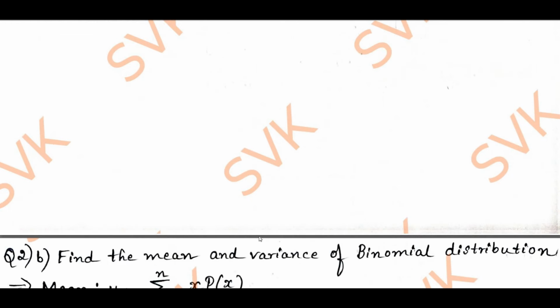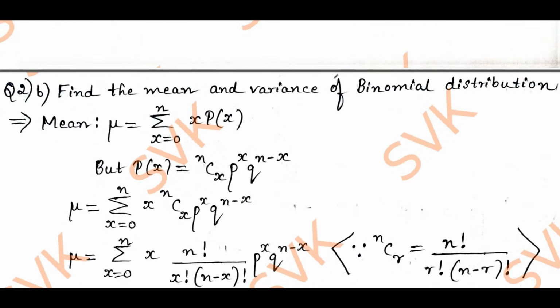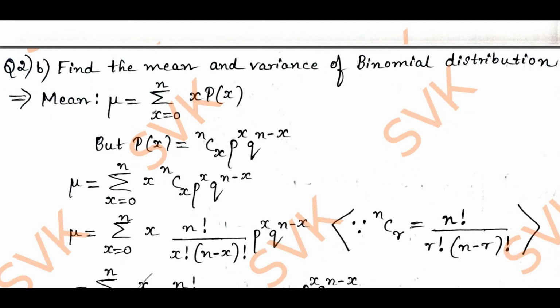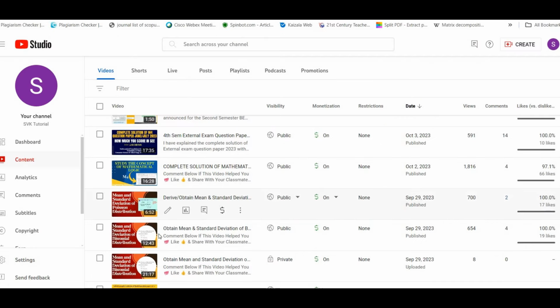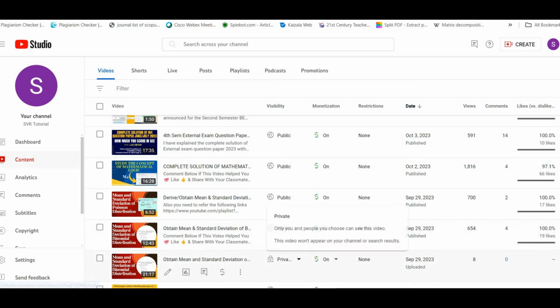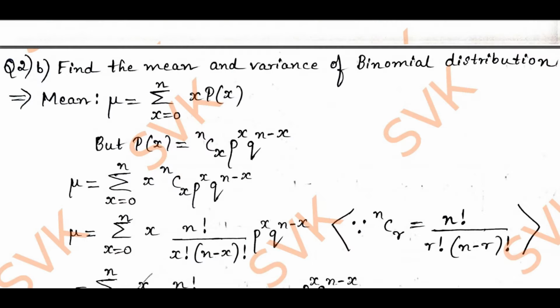Moving on to the next problem. Find the mean and variance of binomial distribution. I have already discussed this binomial distribution in my previous video. You can refer to my previous video here. I have clearly explained how to find the mean and variance of binomial distribution. You can refer, and if you have any doubts, you can put a comment.